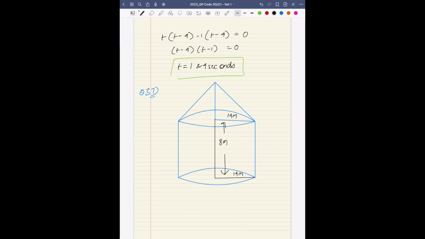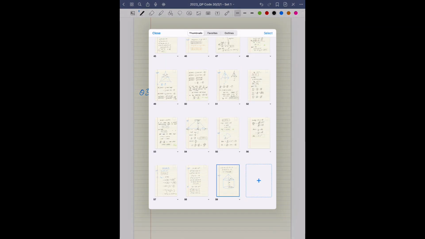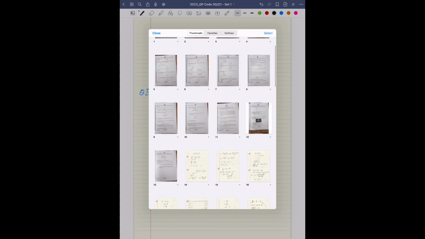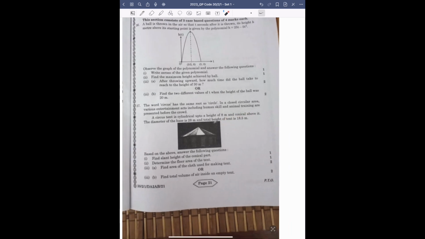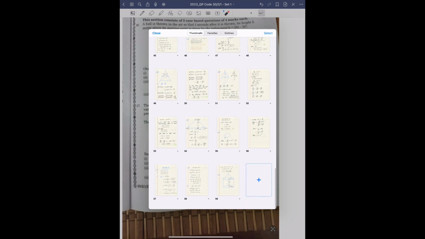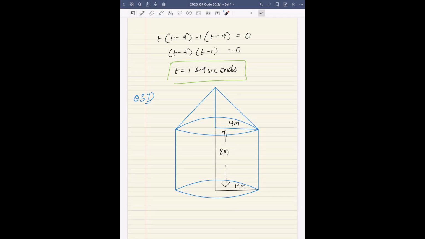And they're saying that the total height of the tent is 18.5 meters. So if the total height of the tent is 18.5 meters, what will be the height of the cone? It's like 18.5 minus 8, right? Or 10.5 meters, correct? This is your height, conical height. Fine, that's it. This is your total height.